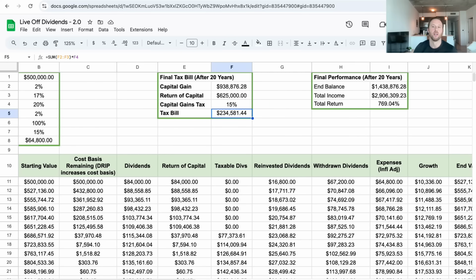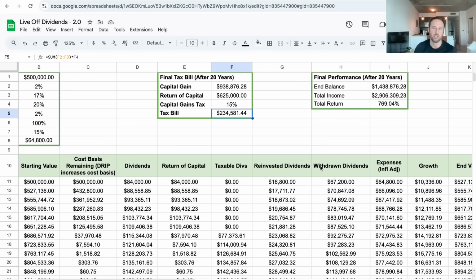And I'm sure, if you're able to generate 2.9 million while still having a $1.4 million end balance, and a capital gain of 938K at the end of the day, I think you guys are going to be happy to pay $234,000 at the end of it all. But of course, you can keep utilizing the fund for dividend payouts even after 20 years. But maybe you want to sell it at that point.